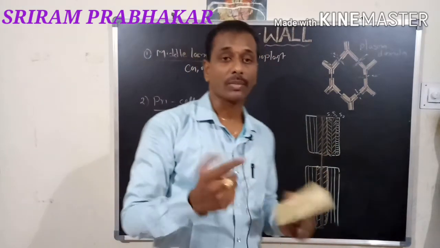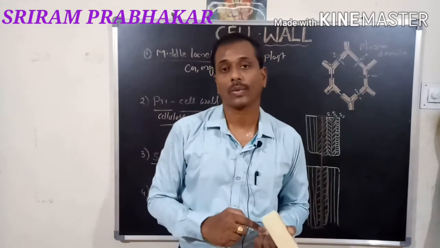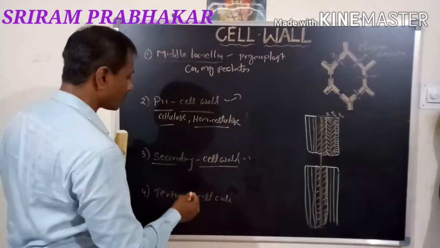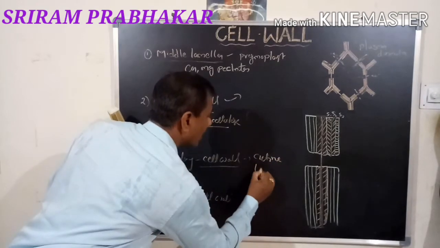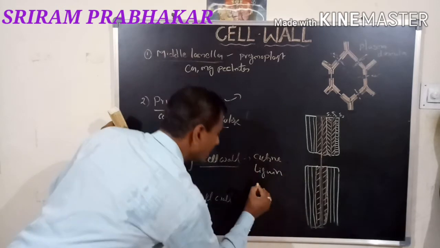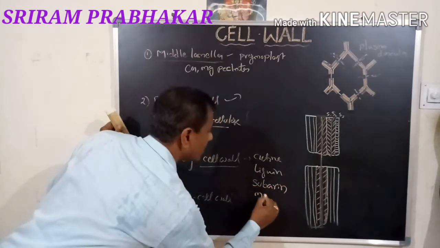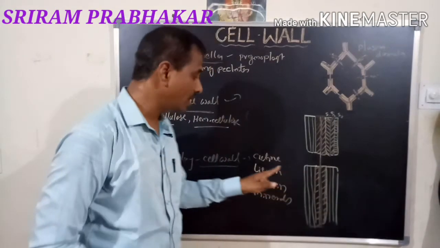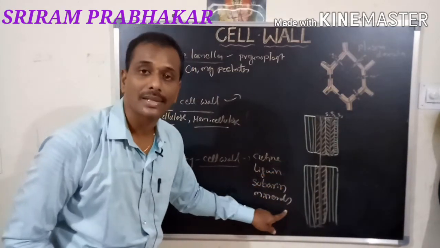Not only cellulosic material, it can contain non-cellulose material also. What are the non-cellulose materials? Here the non-cellulose materials are cutin, lignin, suberin and minerals. What are the non-cellulose materials? Cutin, lignin, suberin and minerals.